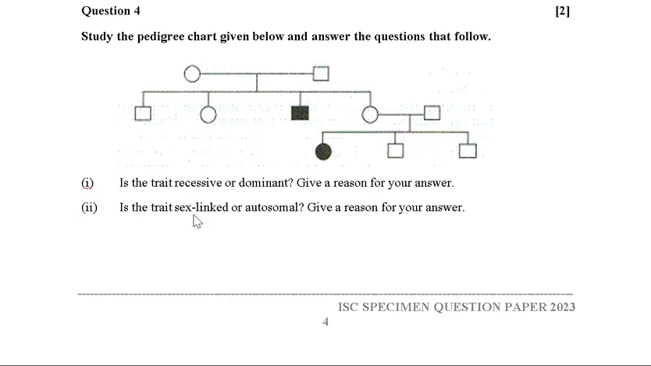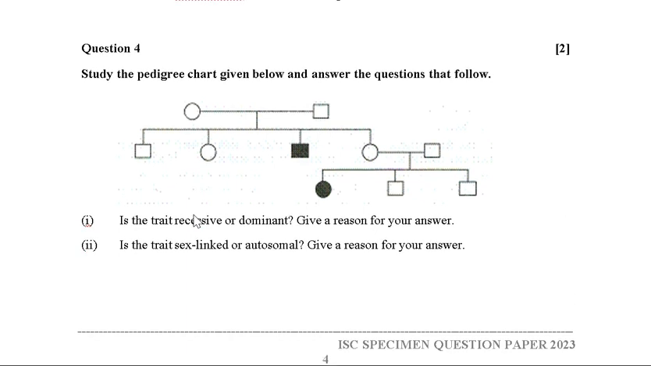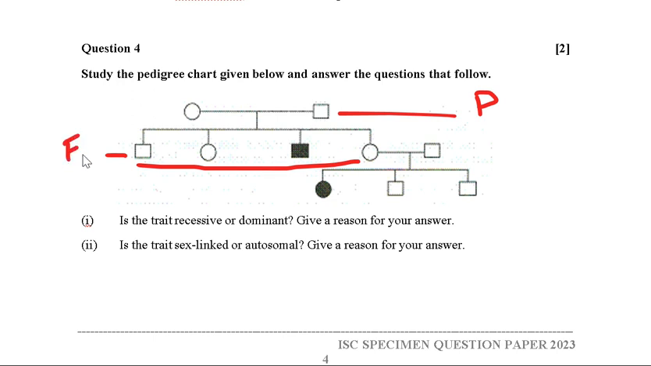So, study the pedigree chart given below and answer the questions that follow. This is the pedigree chart. This is the first generation, or you can say the parental generation. This is indicating the F1 generation, and this is indicating the F2 generation. The circle is indicating a female body. The square is indicating a male body.